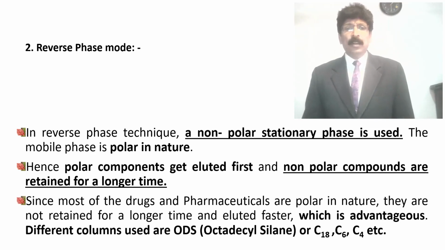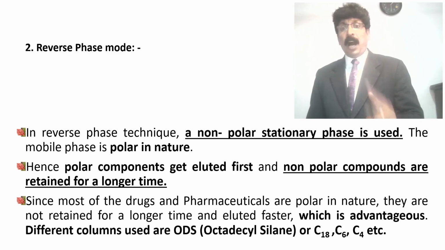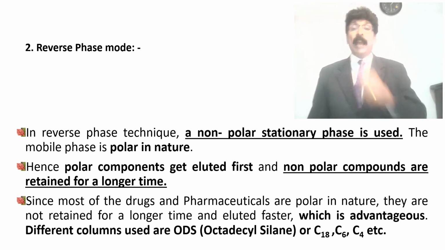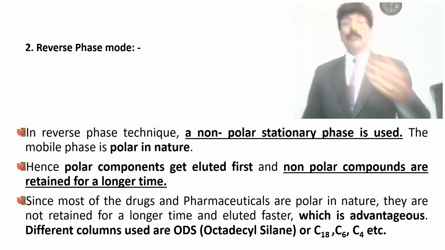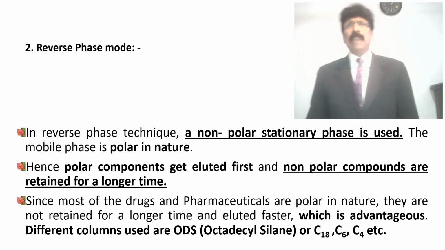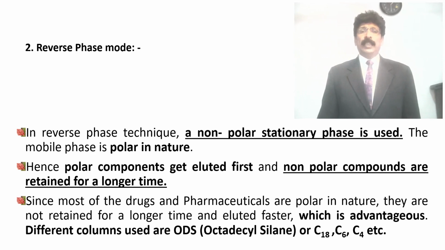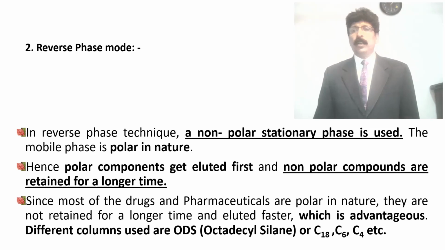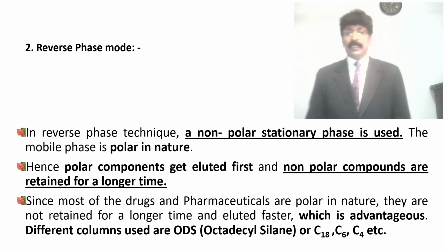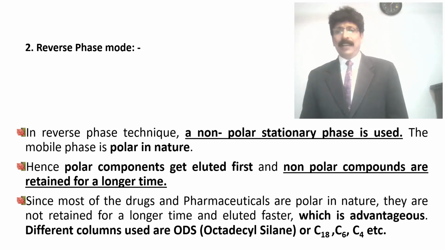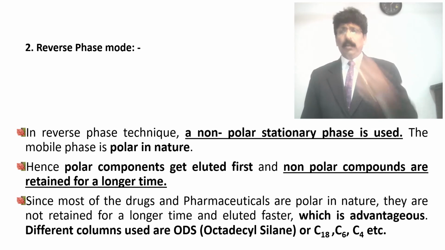Since most of the pharmaceutical drugs are polar in nature, they are not retained for a longer time and are eluted faster. Which is an advantage for us to use reverse phase mode of HPLC in the pharmaceutical industry. Different columns are available. ODS means octadecyl silane, or you can see it written as C18, C6, C14, etc. The column number is the column specification, there are many.